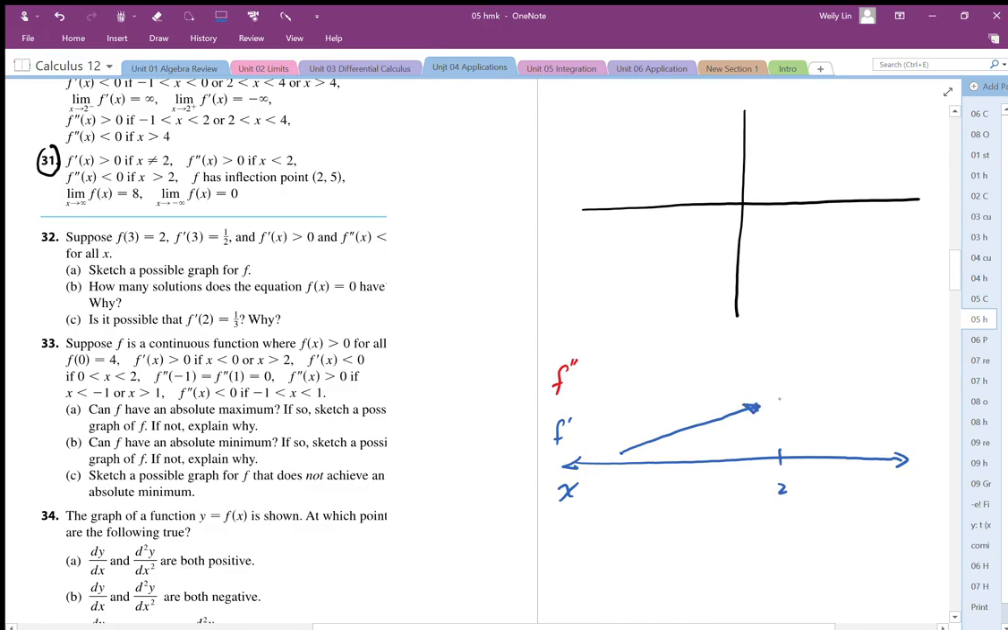and at that point, it's undefined. Okay, so it's increasing through those regions.